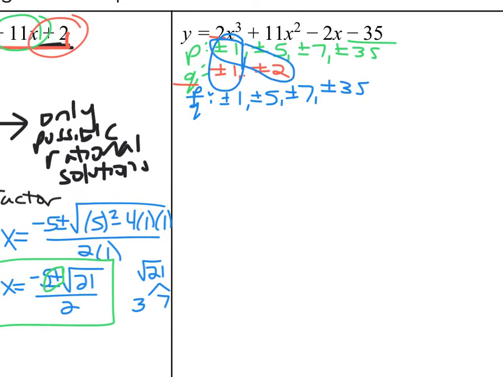So I have 1/2. I like to just put this in another row. Then I have 5 halves, then 7 halves, and then 35 over 2. So the only possible places in my table where I could have 0 showing up in my y column are one of these numbers. If it's not showing up at one of those numbers, then it doesn't have any rational roots. We're not getting into that in this class. We'll do that in pre-cal.